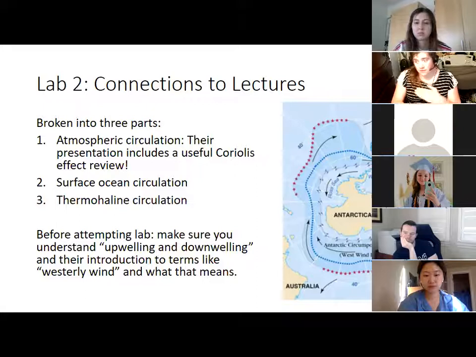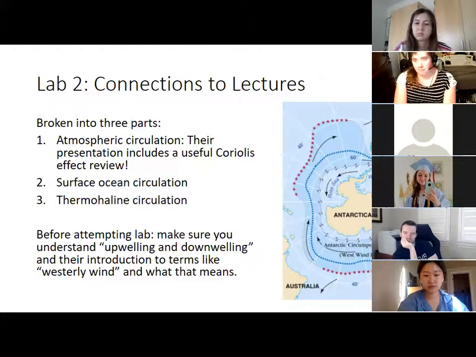They did a nice job of including some key terms like upwelling and downwelling and an overview of what terms like westerly wind mean, because some of these terms are things that I've briefly mentioned in lecture, but they did a nice job of emphasizing what you need to know for the lab.